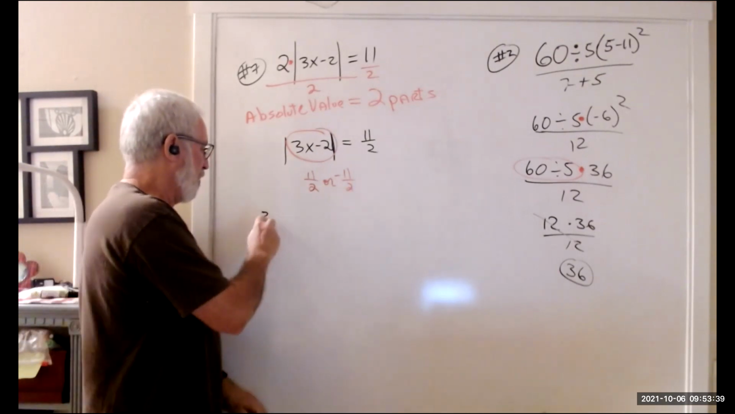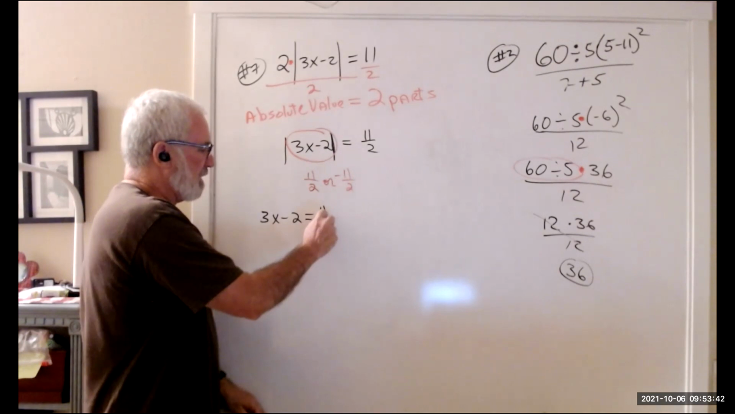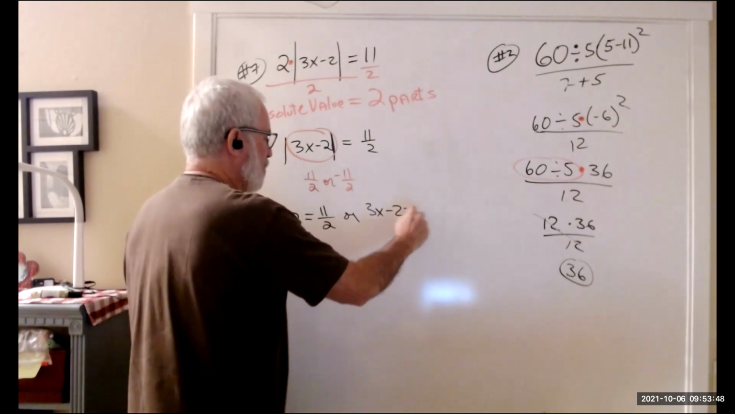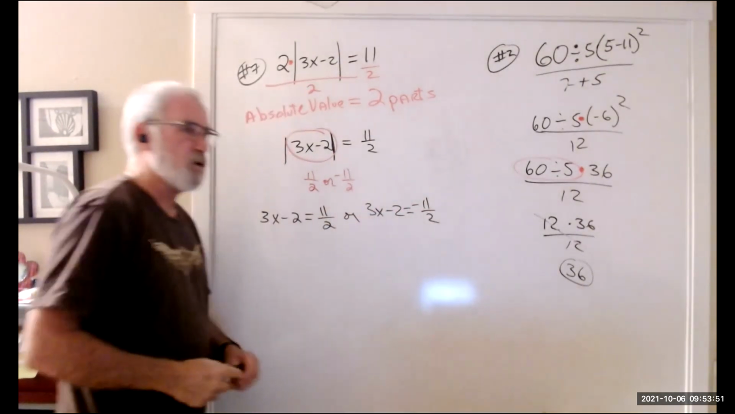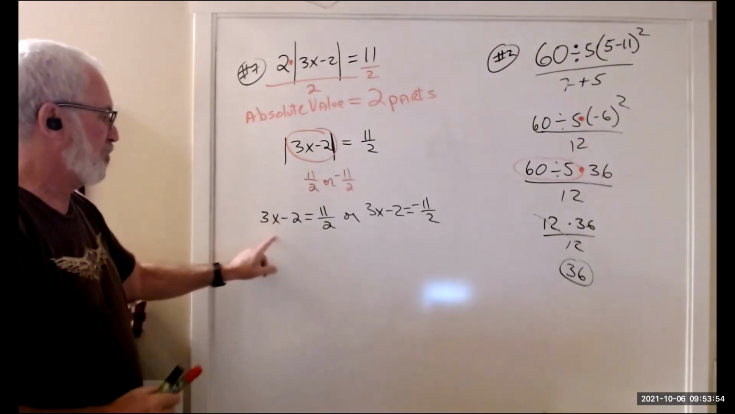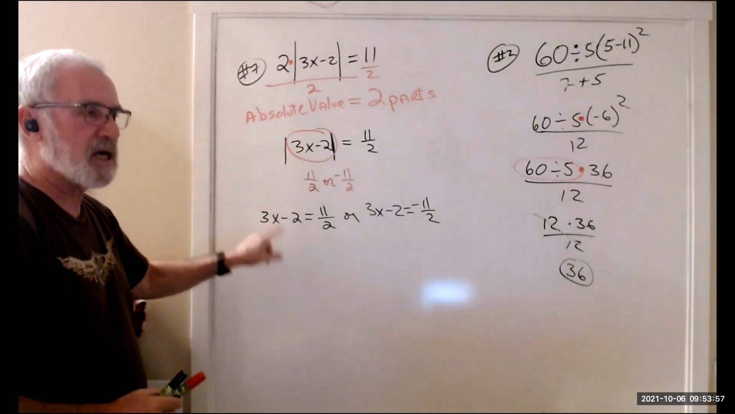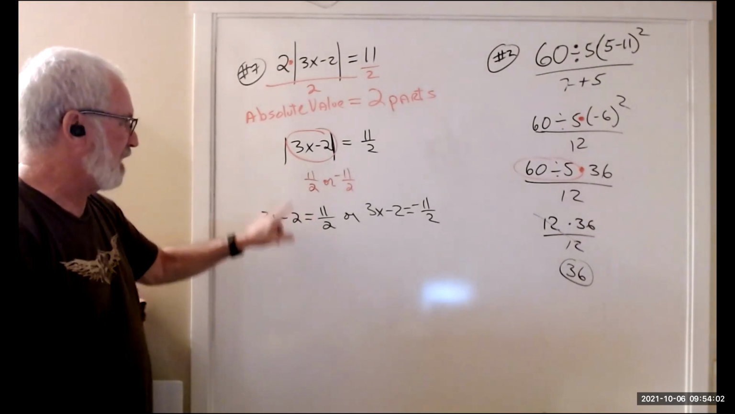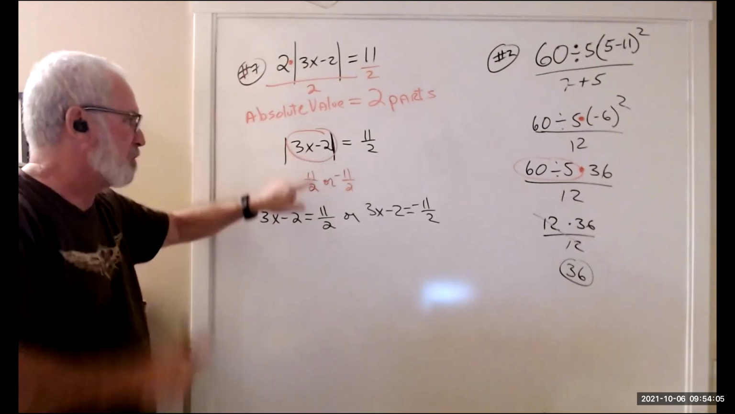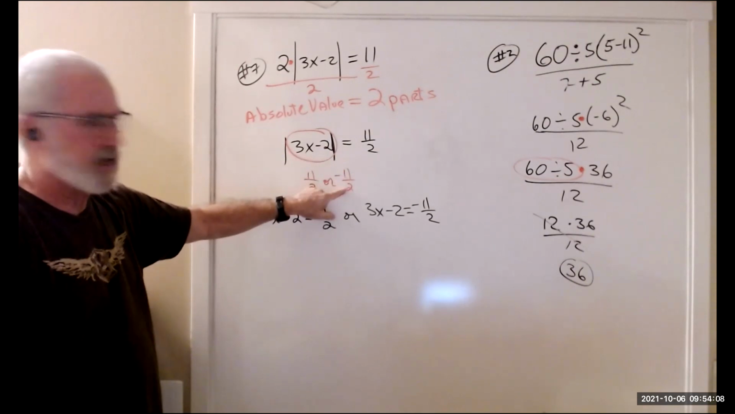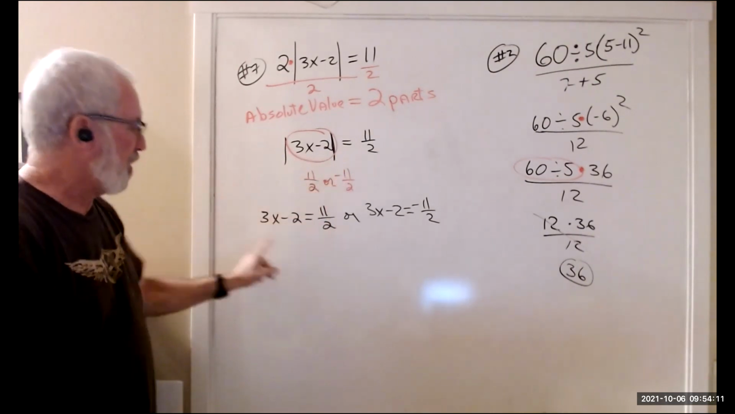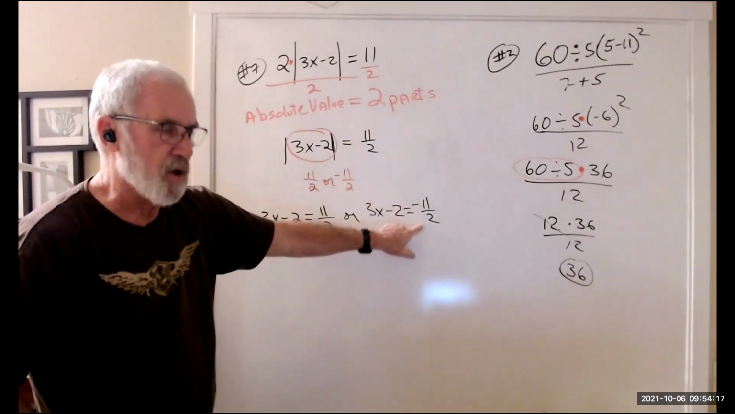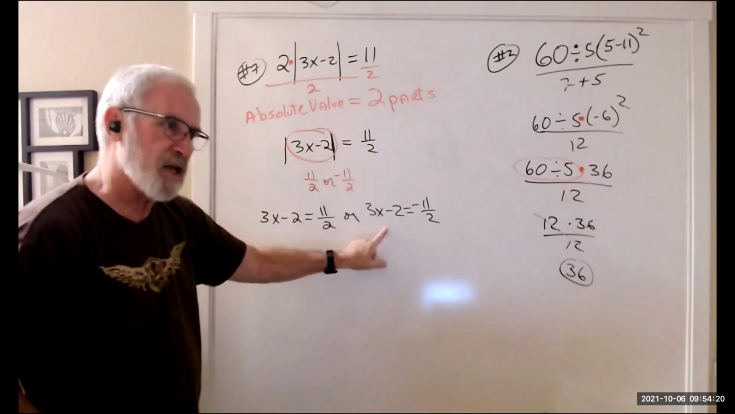I said 3x minus 2 is either 11 over 2 or 3x minus 2 is negative 11 over 2. Notice I never, ever changed what was inside. Inside didn't change. What changed was the outside answer. We said either the whole quantity was worth positive 11 halves or the whole quantity was worth negative 11 halves. Never once did we change the inside number.